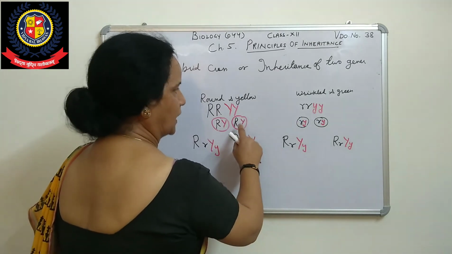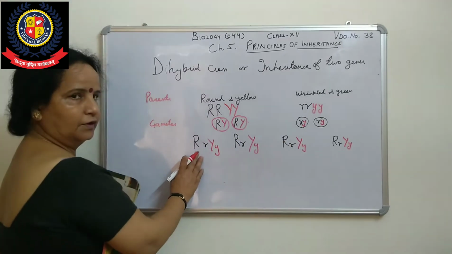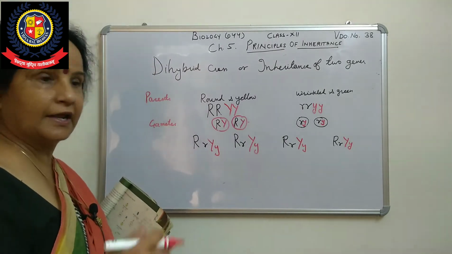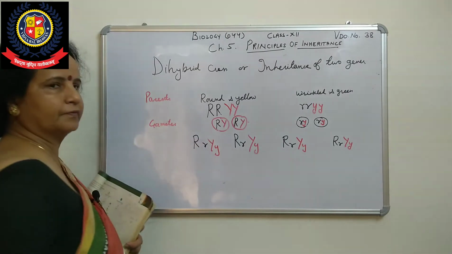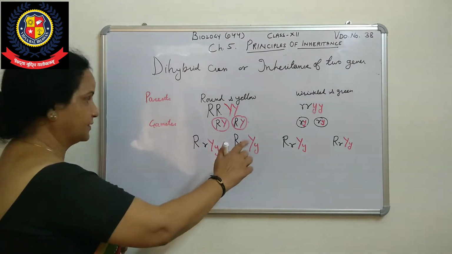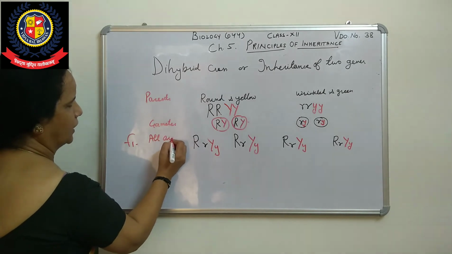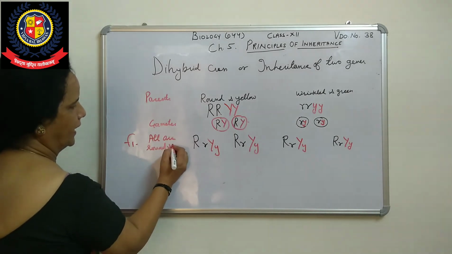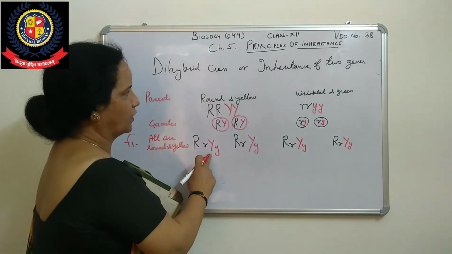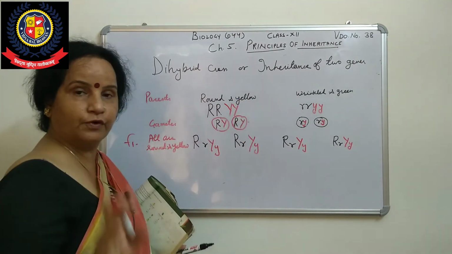When we make the cross of R and Y, suppose only this one and this one, what will we get? We will get this one. So all of them are such. Now what will be the phenotype of this? It is the phenotype of round and yellow. In the F1 generation all are round and yellow, because R is dominant, R is for round, and Y is dominant, Y is for yellow.